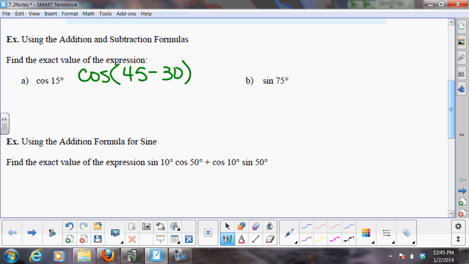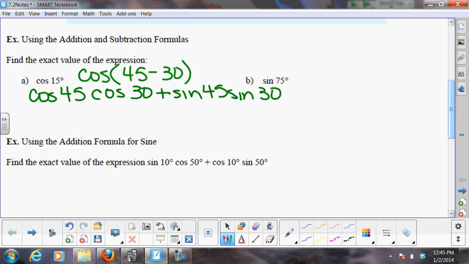So using this subtraction formula, it is cosine 45 cosine 30 plus sine 45 sine 30. All you have to do is actually plug in the angle measures that you want for the s and the t up above. Cosine 45 is radical 2 over 2. Cosine 30 is radical 3 over 2, plus sine 45, radical 2 over 2, sine 30, 1/2.